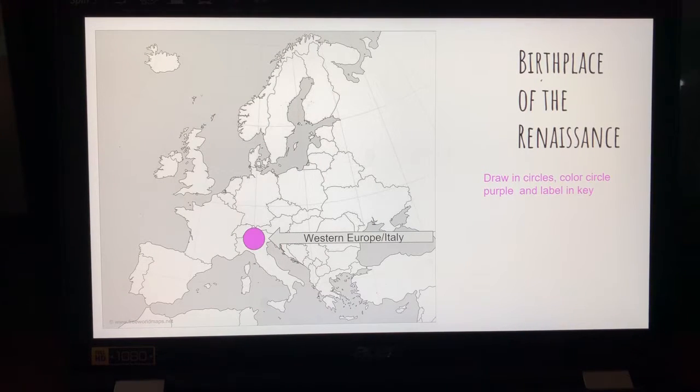The next thing on our map is in Western Europe, right about northern Italy. We're going to draw in a circle and color the circle purple and label this in our key as the birthplace of the Renaissance.